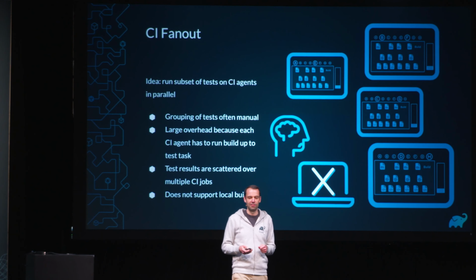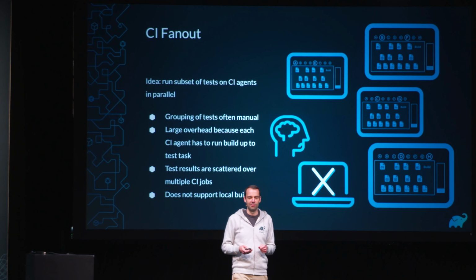And another downside is you have a large overhead because you need to run the build on each of these CI agents. So everything up to the test task needs to be repeated. Even if you have a build cache, like a Gradle feature or the Maven build cache, even then, you need to download all these cache artifacts on every CI agent. And you need to start the Gradle daemon, go through the configuration phase and everything. So it does quickly add up, and it's a lot of overhead.